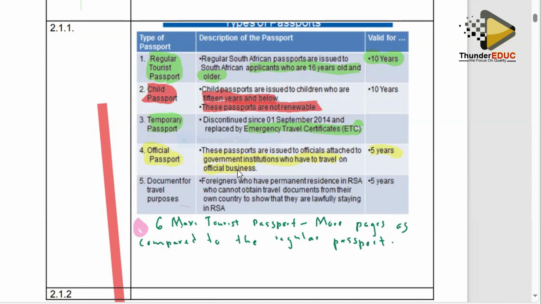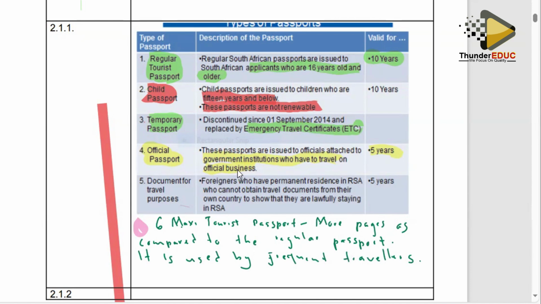In addition to that, it is used by frequent travelers, people who are always traveling. Hence, it has more pages. It is used by frequent travelers who travel on a frequent basis.